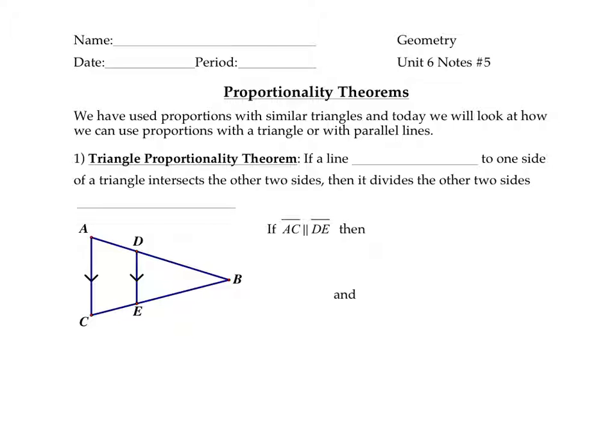So we've used proportions with similar triangles, and today we'll look at how we can use proportions within a triangle or with parallel lines. Our first theorem for today is the triangle proportionality theorem, and it says if a line parallel to one side of a triangle intersects the other two sides, then it divides the other two sides proportionally.